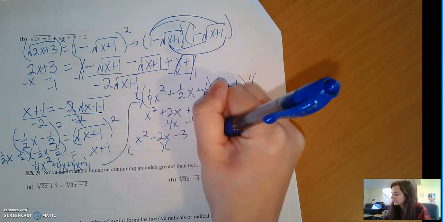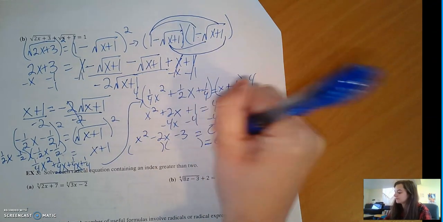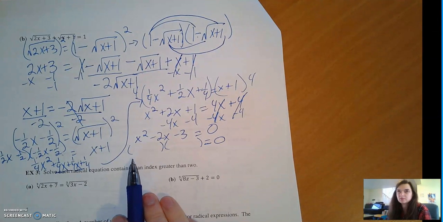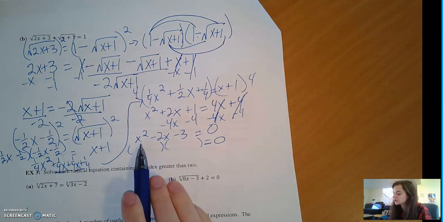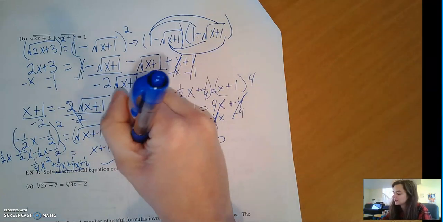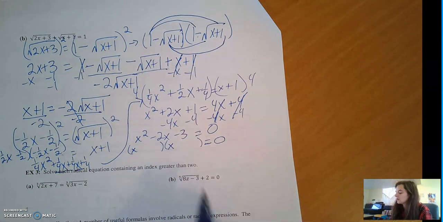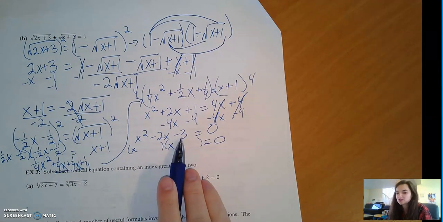So I have a trinomial, which means I'm doing guess and check factoring, which is the reverse of FOILing. So I'm thinking, what times what? The first times the first should give me the first term. So what times what gives you x squared? It would be x times x. The last times the last should give you the last term. So what times what gives you negative 3?